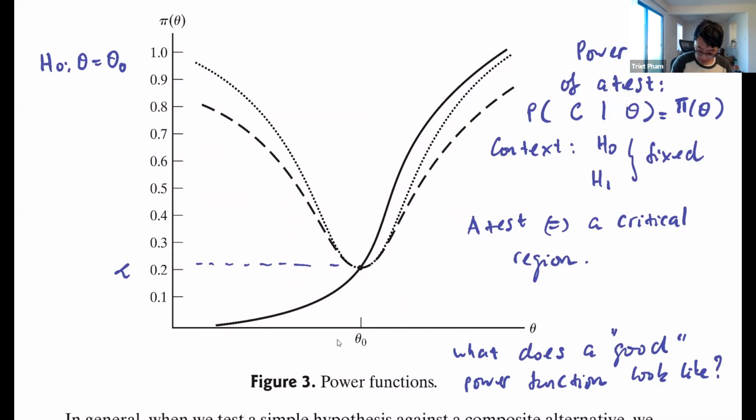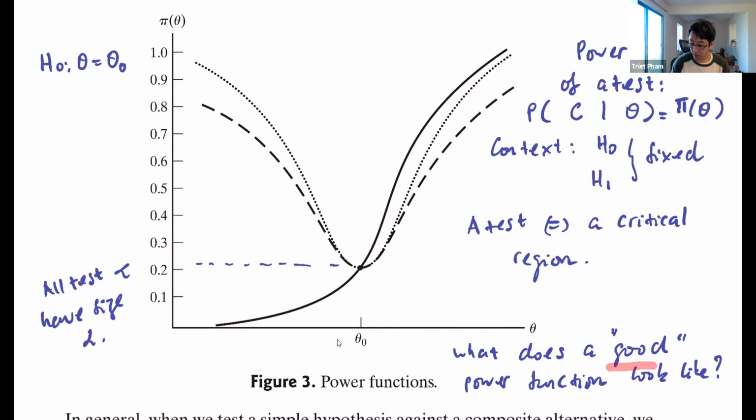So all tests have size alpha. Is that okay? That's why all these curves cross at alpha. Any question on this? Okay.